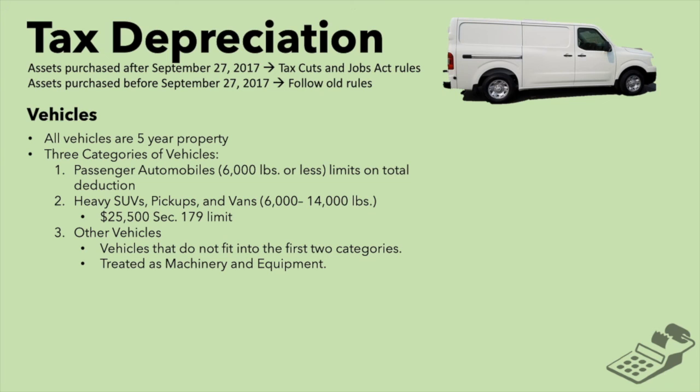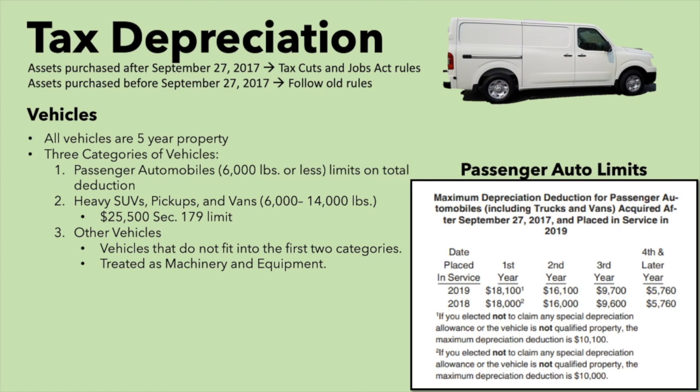The third category is other vehicles, vehicles that don't fit into the first 2 categories. Those, if you have them, are treated as machinery and equipment, and would follow the rules of machinery and equipment. So, passenger auto limits: the maximum depreciation deduction for passenger automobiles, including trucks and vans, acquired after September 27th, 2017, and placed in service in 2019. This is a table from Publication 946 again, that highlights how much can be expensed in year 1, year 2, year 3, year 4, and so on.